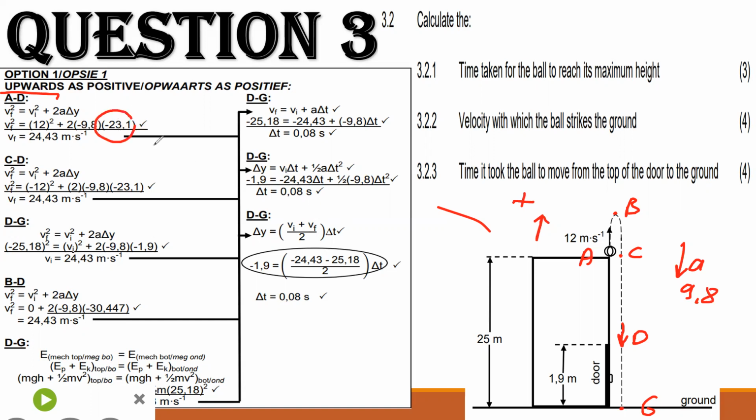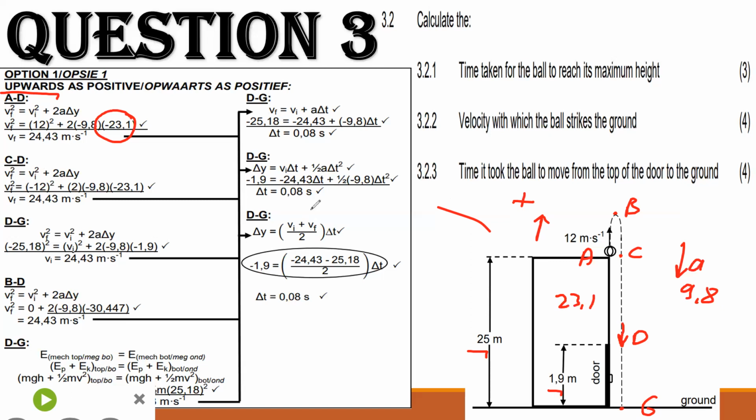Where are we getting this negative 23.1? 25 minus 1.9. This height, 23.1. From A to D, we are going down 23.1. If you are going down, we should say negative 23.1, because from A to D, you are going down. You said positive, up, positive.